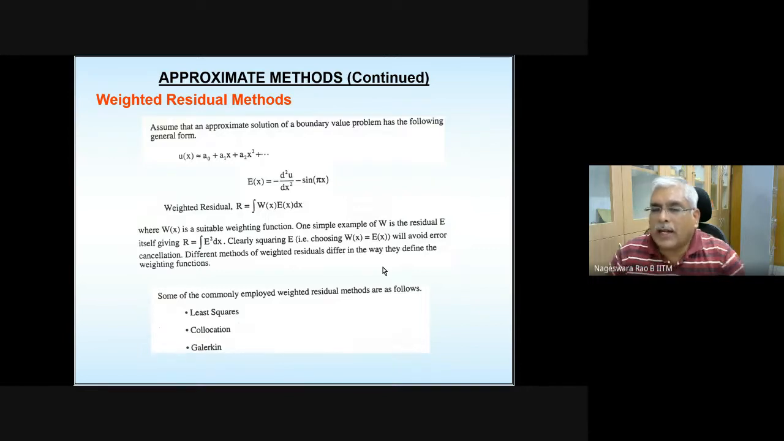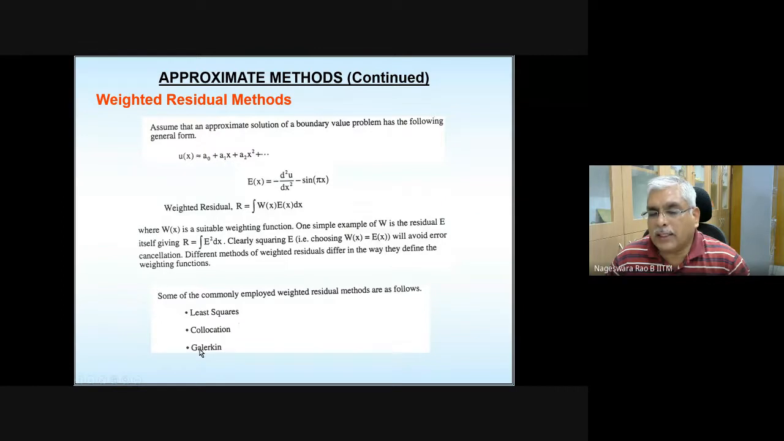Error, I told you, can be positive or negative. So I want the weighted residual to be positive. The simplest weight function that I can select is the error itself. So that is what the least squares weighted residual method is. In the least squares weighted residual method, the weight function is the error itself.